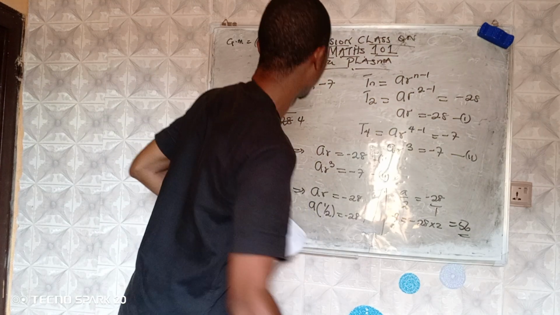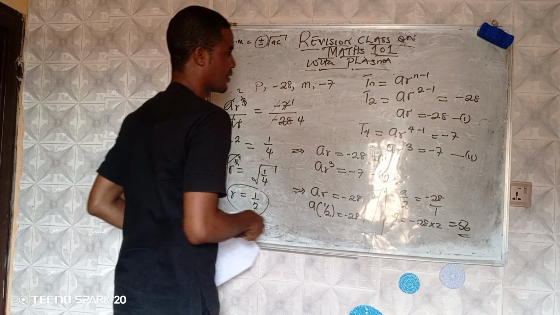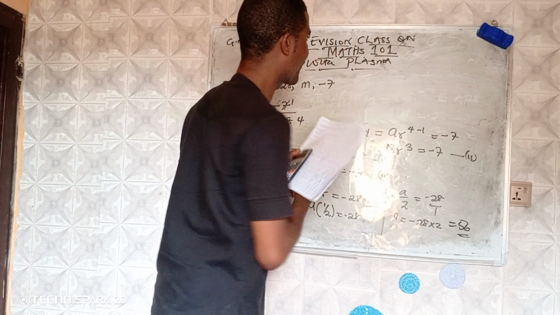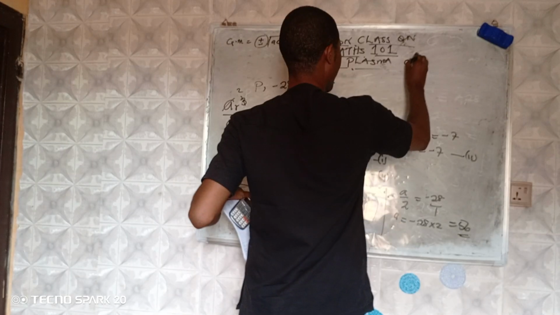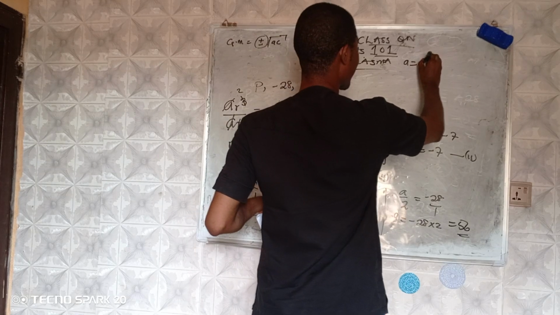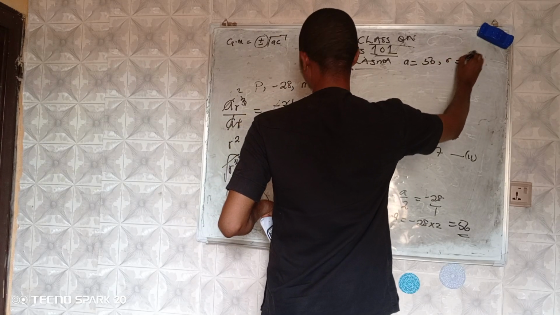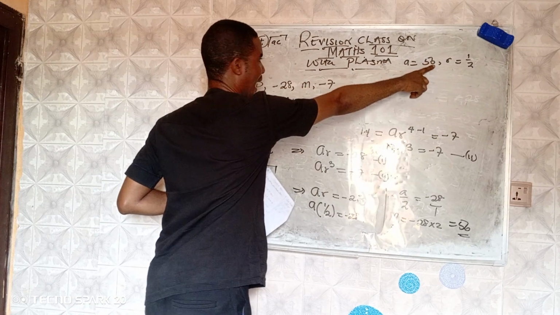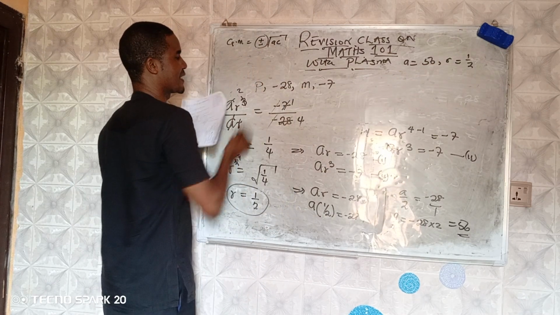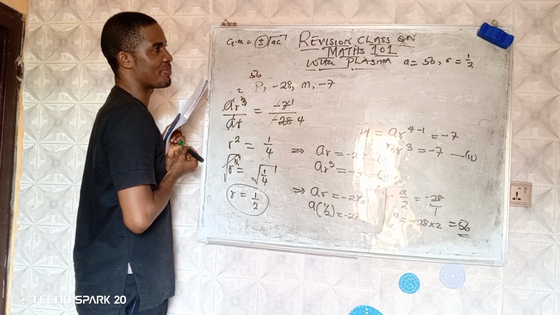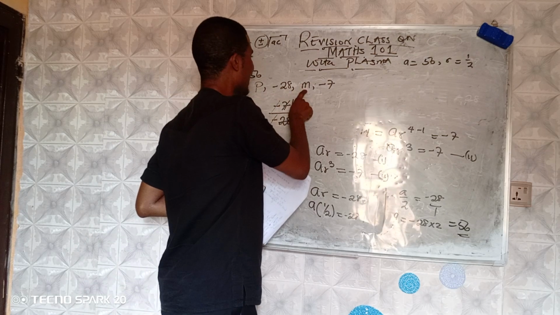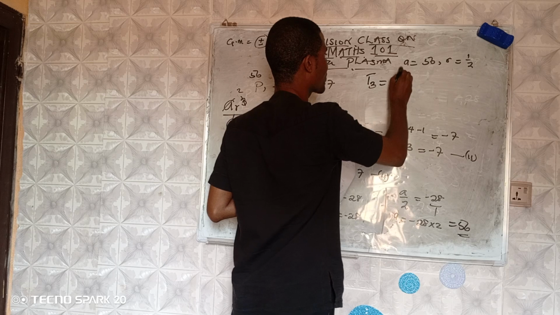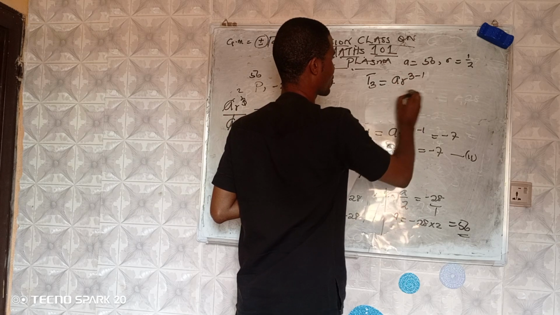Now, to get P and M, I have got my value of a to be 56 and my r to be 1 over 2. So to get my first term, it has already appeared. So P is 56. That has already appeared. Then for me to get M, which is the third term, T3 is equal to ar^(3-1).